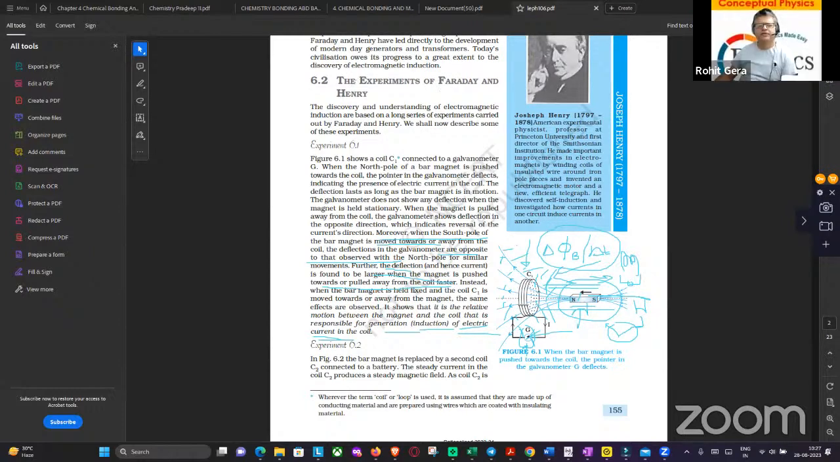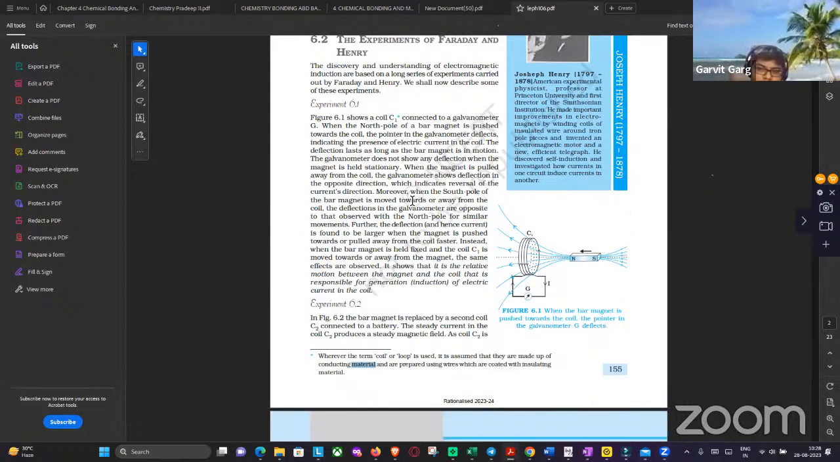Let's move forward on this. Clear? Okay. Yeah, that annotation sign has come for me. It's coming? Yes. It came, okay.